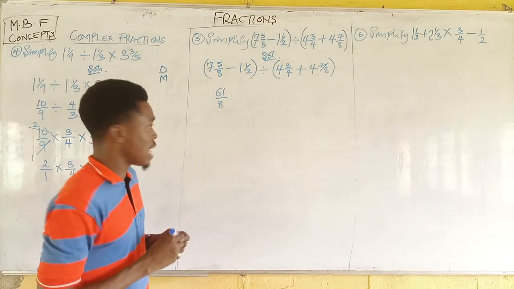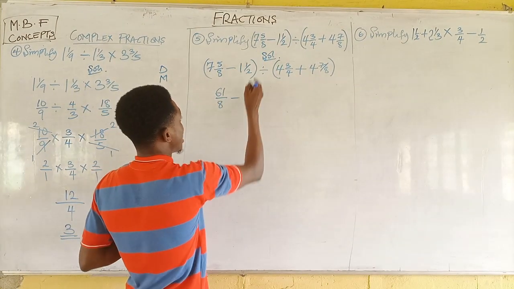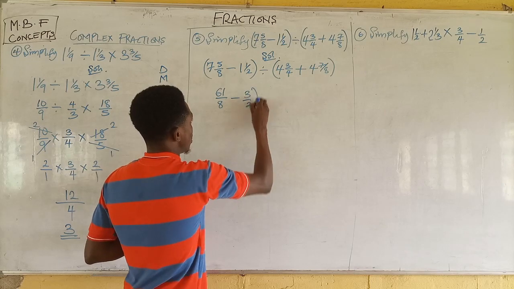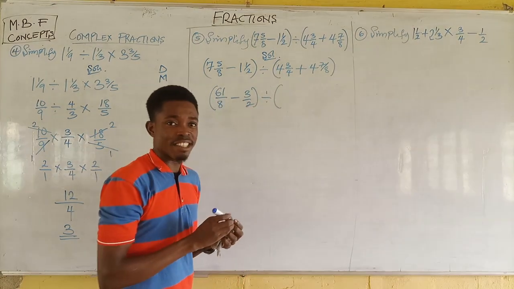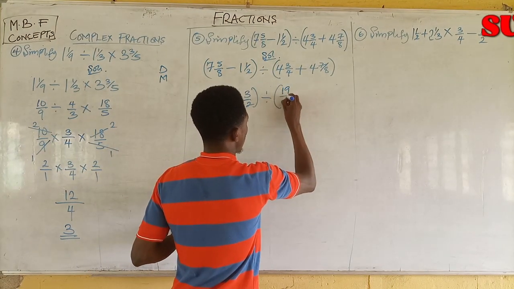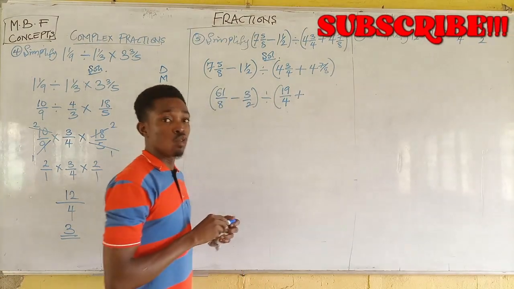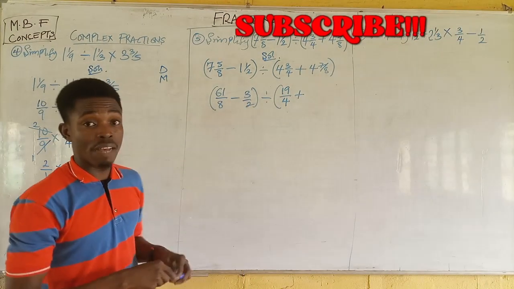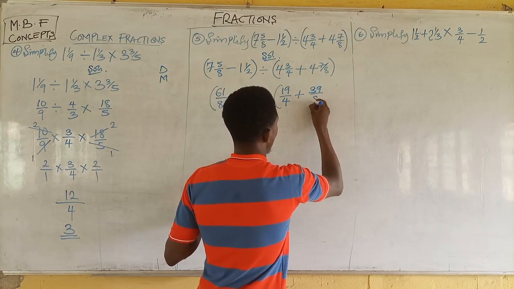Guys, I hope you hear this. Now minus, 2 times 1 is 2, plus 1 is 3 over 2. Still in this bracket. Then open bracket, 4 times 4 is 16, and 16 plus 3, guys, we have 19 over 4. Then plus 4 times 8 is 32, and 32 plus 7 is 39. We're going to have 39 all over 8.